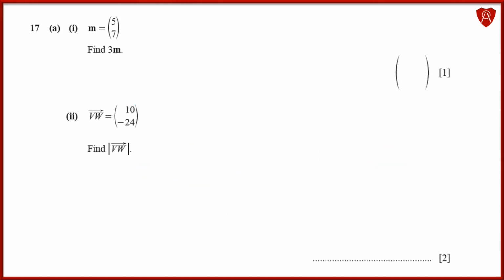Question 17 is about vectors. M is equal to (5, 7). Find 3m. Multiplying a vector by a scalar simply means 3 times each of the two numbers: (15, 21). That's your answer.